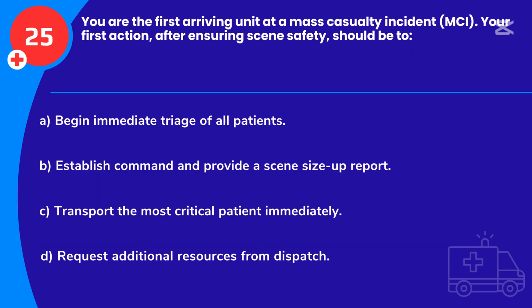Question 25. You are the first arriving unit at a mass casualty incident, MCI. Your first action, after ensuring scene safety, should be to A. Begin immediate triage of all patients. B. Establish command and provide a scene size-up report. C. Transport the most critical patient immediately. D. Request additional resources from dispatch.